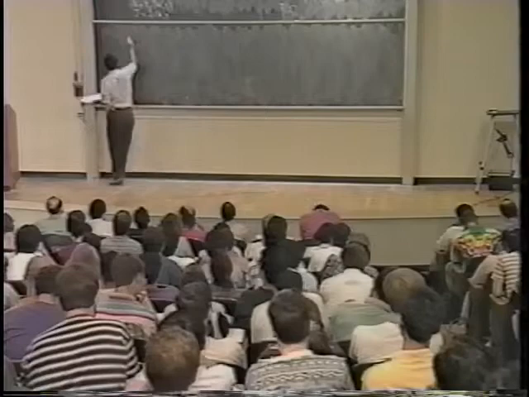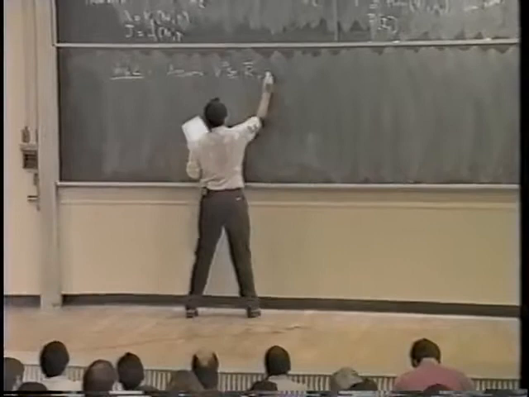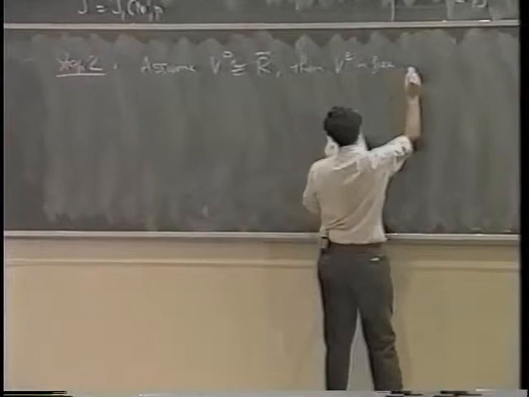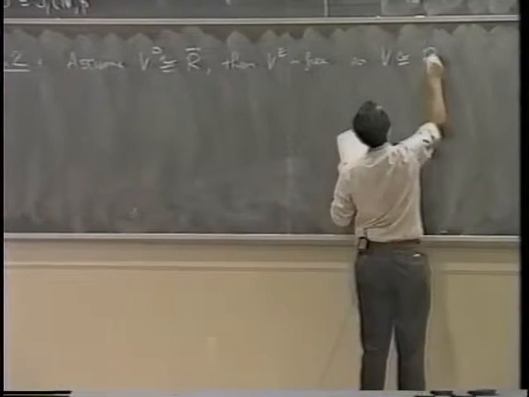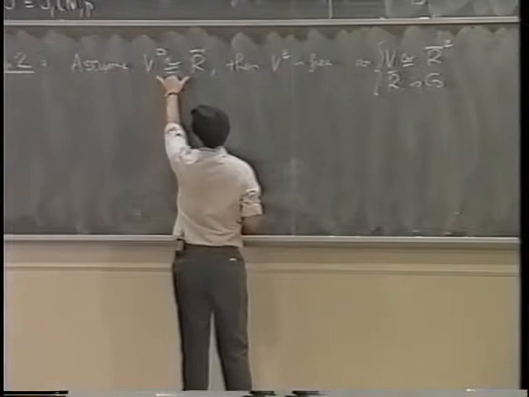So we assume that we succeeded in proving V0 is free. Then VE is free, and so V is isomorphic to R bar squared, and R bar is G0. So we are done. So I claim that step two tells you that this is enough to prove this, and then you are done. The theorem is proven. So this will be step two.